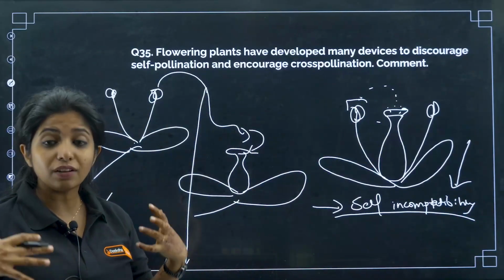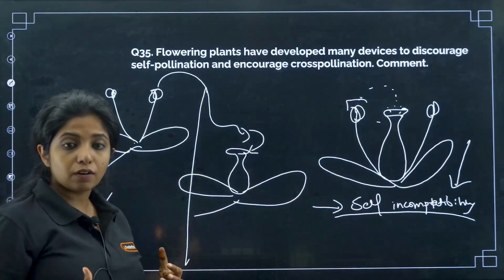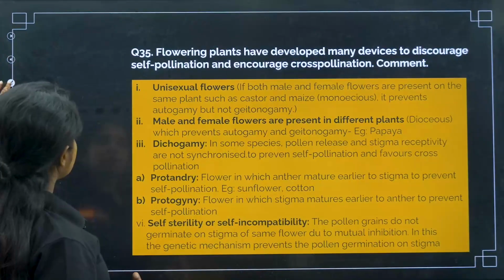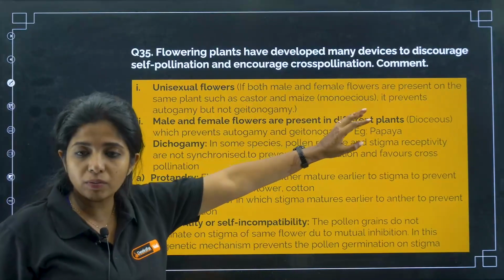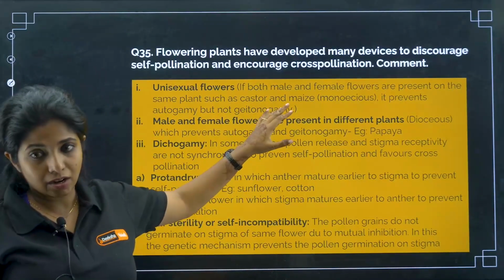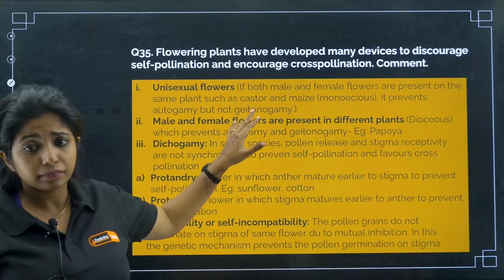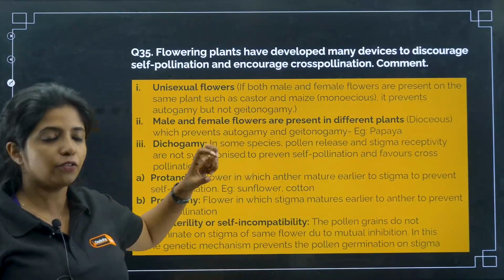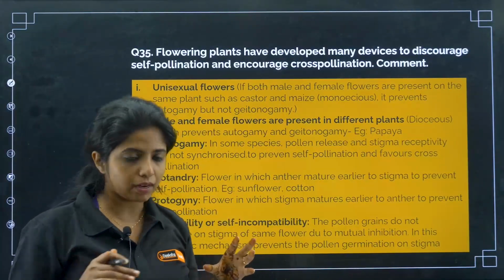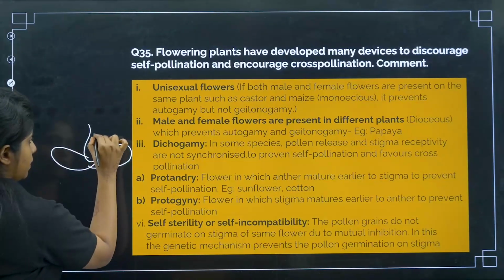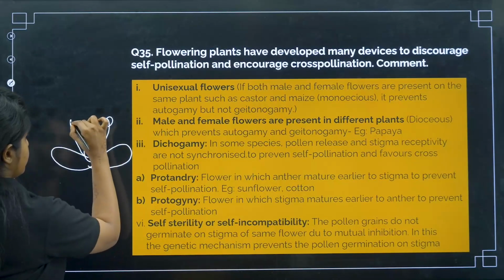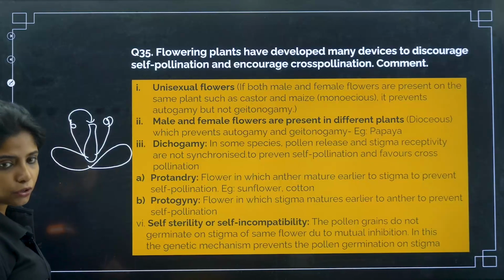So, these are the three very important devices for discouraging self-pollination. When you read it, it becomes all the more clear. Unisexual flowers, as I said, if both the male and the female flowers are present in the same plant, such as castor and maize, it prevents autogamy, but not geitonogamy. Geitonogamy is still self-pollination. Autogamy is, for example, if this is the female and this is the male, from here to here, this is known as autogamy.